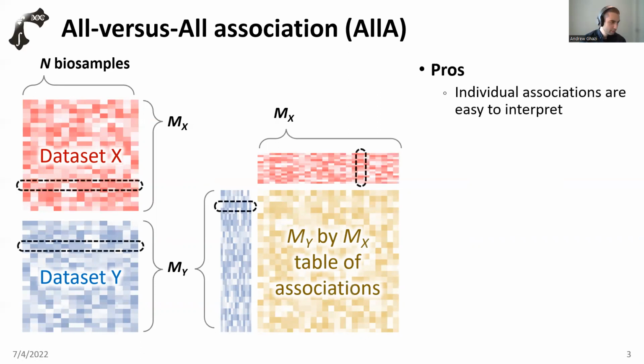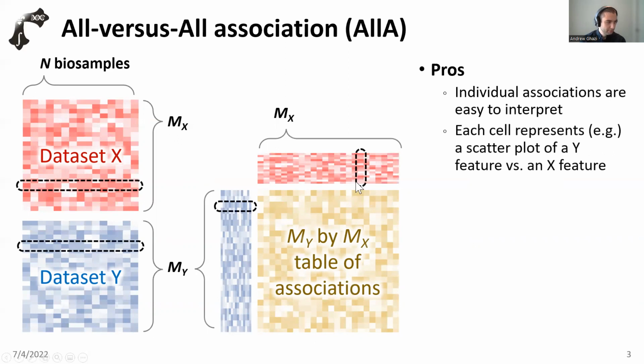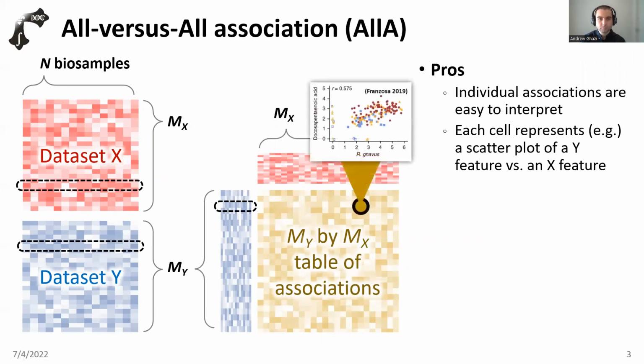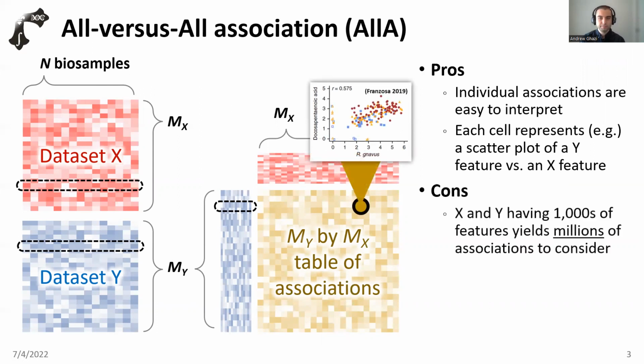Every cell of this big matrix, you can think of as representing an individual scatter plot, like the examples I showed on the previous slide. The downside of this is that given that both of our two input data sets are high dimensional and potentially have thousands of features, this matrix will be very large. It can potentially have millions of cells, which adds computational burden and can really kill your power if you have low signal strength.